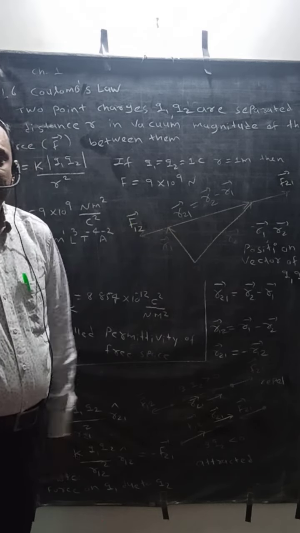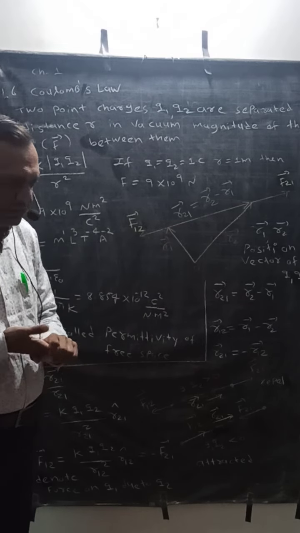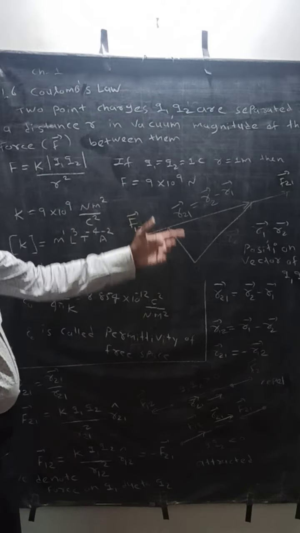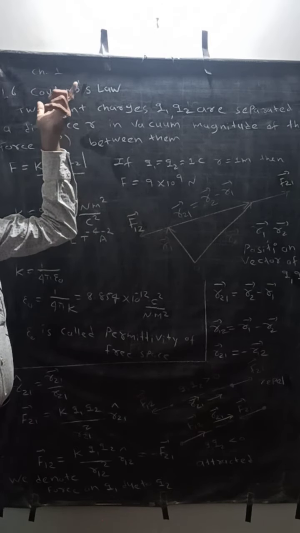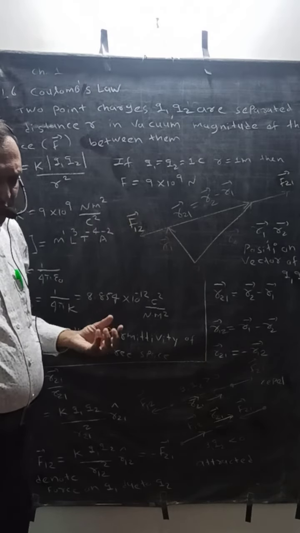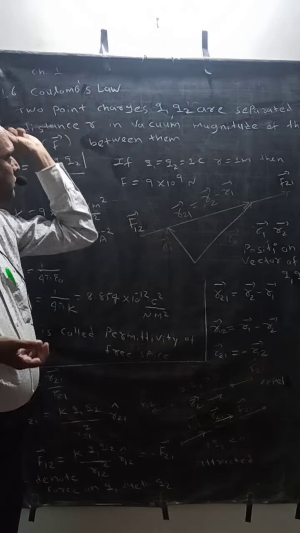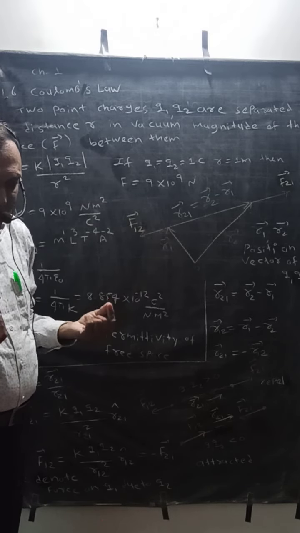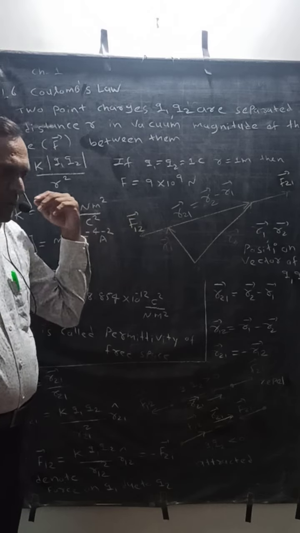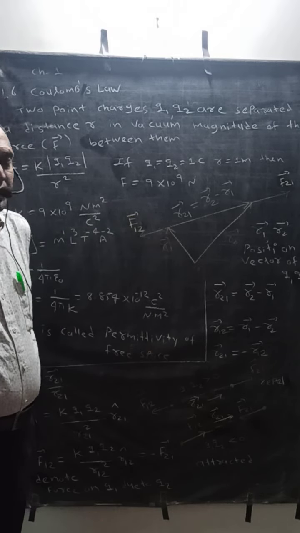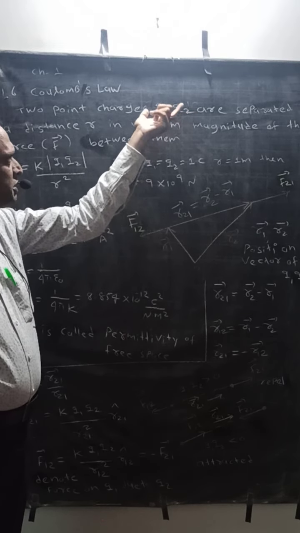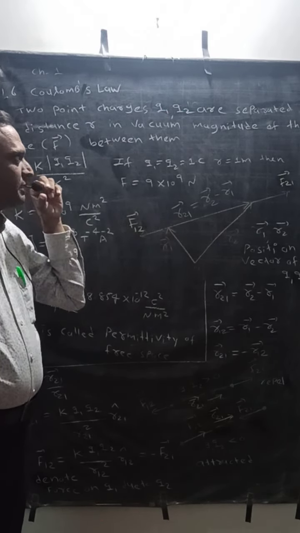I don't know exactly how much of the syllabus is complete, so I will start with the first chapter's important topics. First one is Coulomb's law, which is very important. Coulomb's law applies to very small bodies. The linear dimensions of these bodies are very small compared to the distance between them. Suppose two point charges are Q1 and Q2, and the distance between them is R.